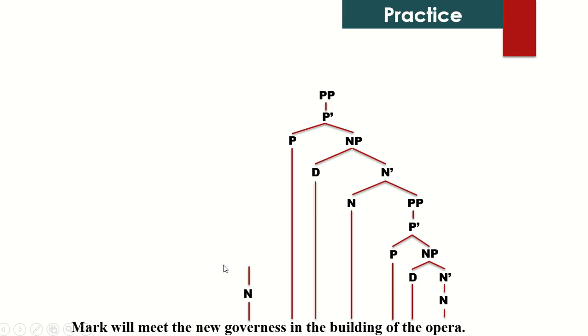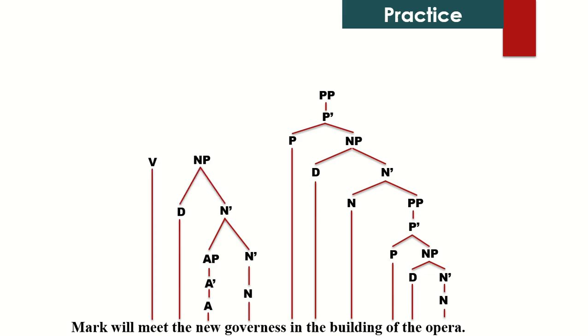Here we project both N and N bar. Why? Because new is an adjunct. So an adjunct should be sister to a bar level and a daughter of a bar level. Let's deal with new. It is an adjectival phrase with just one adjective. We present the 3 levels, A, A bar, AP. This AP should be sister to a bar level and a daughter of a bar level. Then the specifier, sister to N bar, daughter of the phrase. We said that the new governess is a complement of the verb, so sister to V, daughter of V bar.